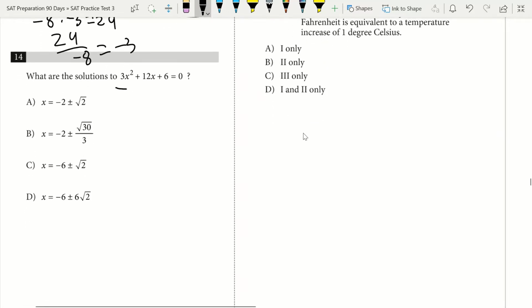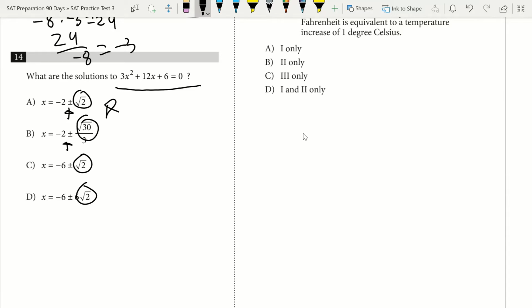So what are the solutions to 3x squared plus 12x plus 6 equals 0? Okay, what I would look to do is some factoring, but what I see is this, right? Anytime I see a plus or minus and then any sort of square roots, or even really just a number and then plus or minus another number, I am thinking of the quadratic equation, which is x is equal to negative b plus or minus the square root of b squared minus 4ac all over 2a, right? So anytime I see a plus or minus sign with a square root or any number, I'm thinking I have to use this.